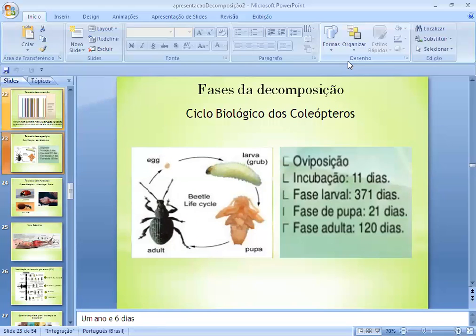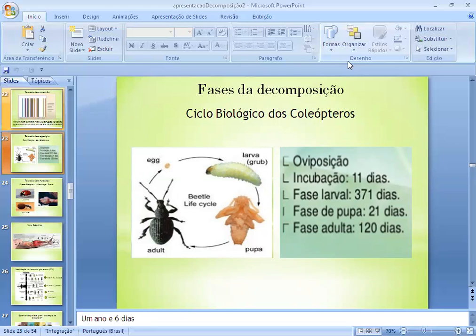The biological cycle of the Coleoptera: the incubation stage lasts 11 days. The larval phase is almost 1 year and 6 days. The pupa stage, 21 days.